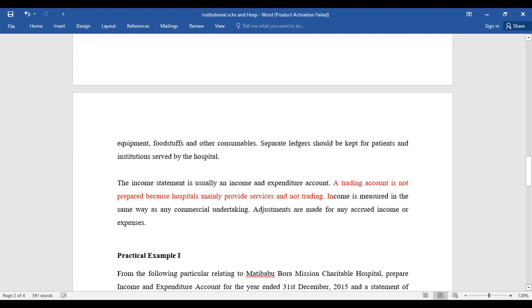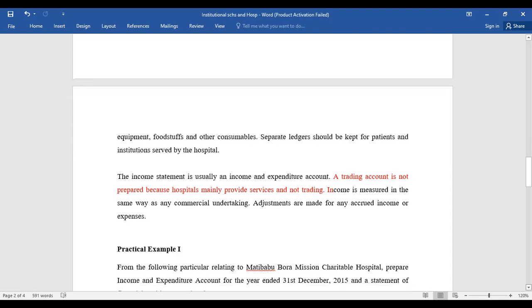So adjustments will be made on any accrued income. Remember, in the presentation of the final accounts, we normally say the International Accounting Standards provide that all business firms, more so the limited companies, are supposed to present their financial statements on accrual basis, except the cash flow statement, because you cannot accrue cash, you have to receive it.